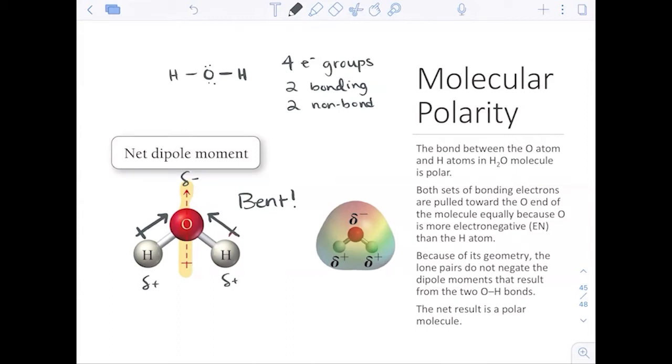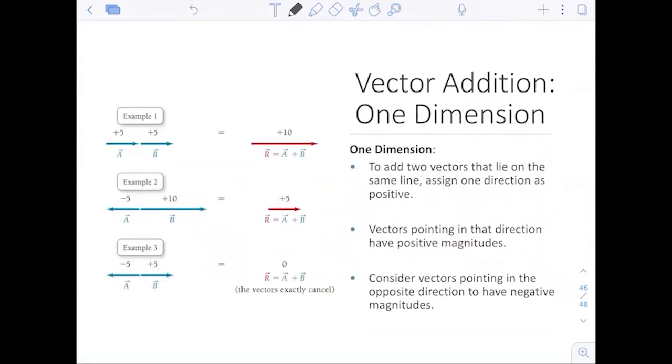So we can start to see polarity in the molecule based off of its 3-dimensional shape. If you need any help with vector addition, there is a good section in your textbook that talks about vector addition, when vectors are going the same way or opposite ways, if they're equal in magnitude or not. Take a look at that.